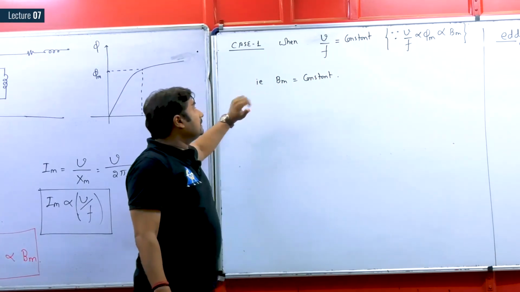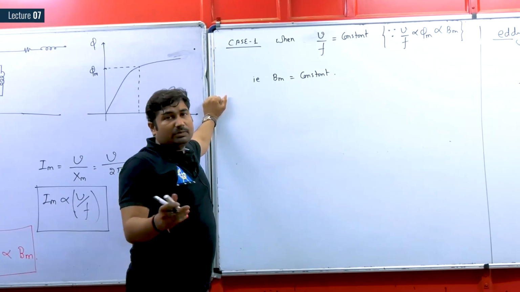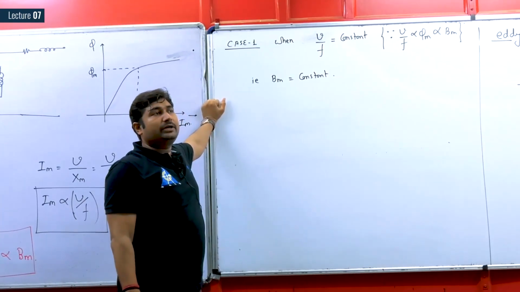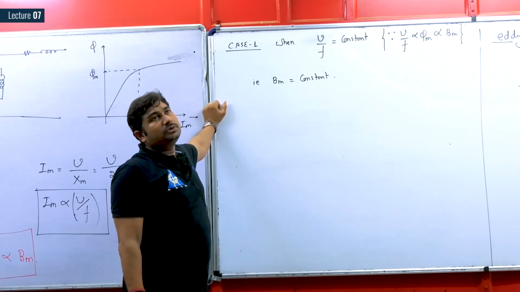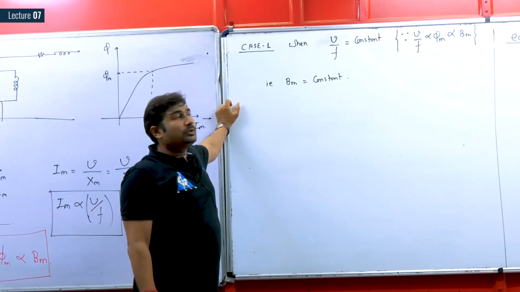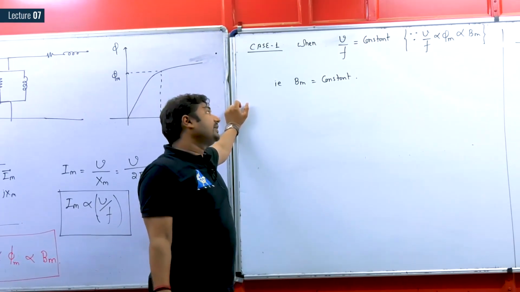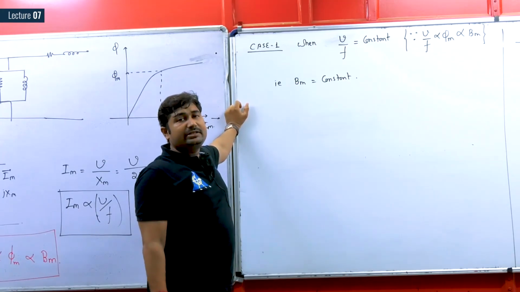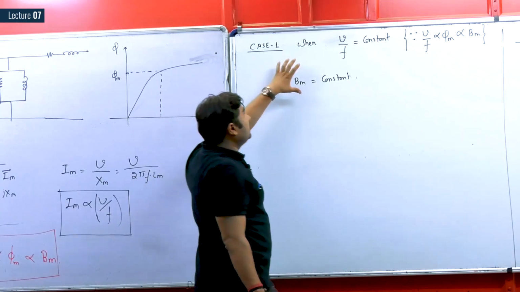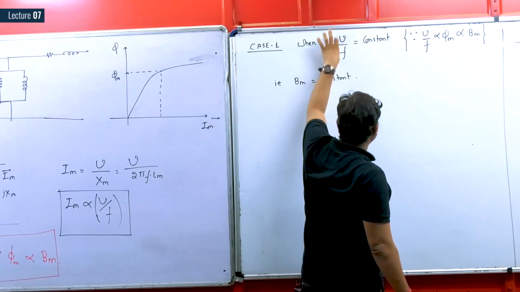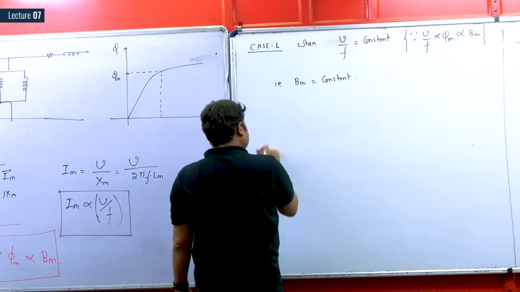One may ask me, sir, what do you mean by V by F ratio constant? Let us suppose we have a 440 by 220 volt 50 hertz transformer, and now I am going to use the transformer at 220 by 110 volt at 25 hertz. So both the voltage and the frequency on both sides will be decreased by 50%. So it means the V by F ratio will remain the same. Under such a condition, when voltage and frequency are changing in such a way that the V by F ratio will remain constant, you can say the maximum operating flux density will remain constant.